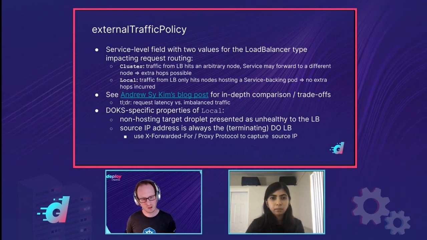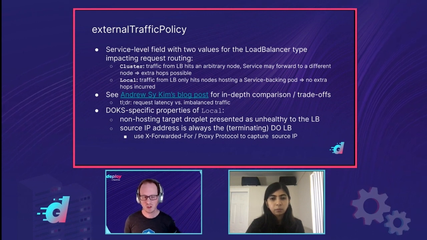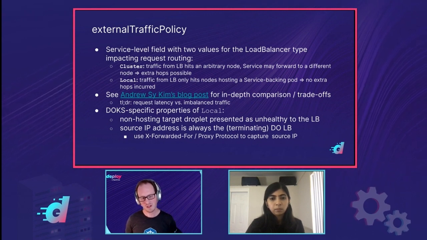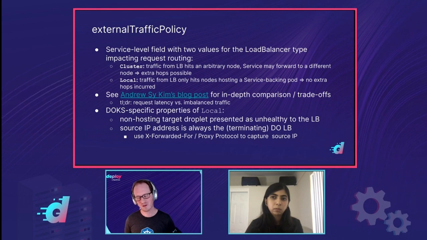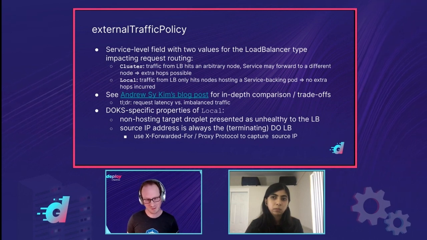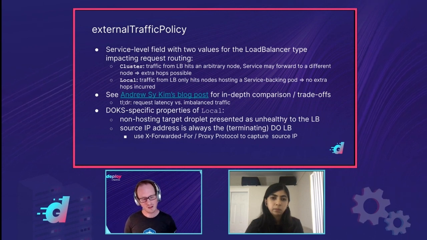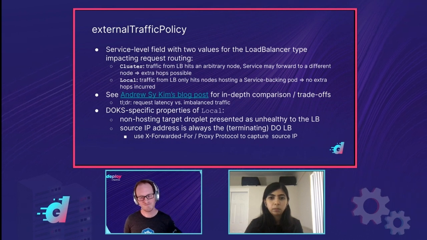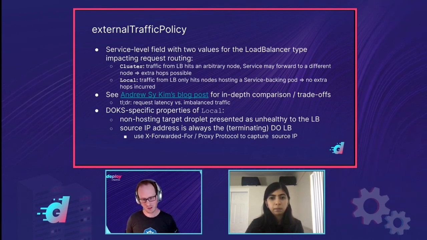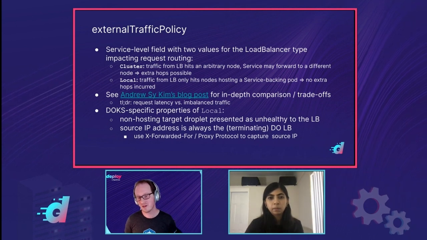And there's an excellent blog post by Andrew Sai Kim that goes in depth into the different trade-offs. To give a too long didn't read, what you're basically choosing between is whether you want to have short request latency with local, but then you can also risk running imbalanced traffic, where some of your pods are getting more traffic than other pods. So this is a really good read that I would recommend to you. There are also two DOKS specific properties of using local. One is that any worker nodes that do not host any pods will be presented as unhealthy to the LB.